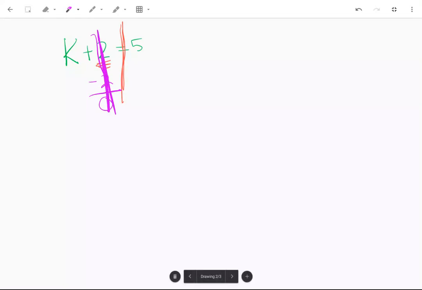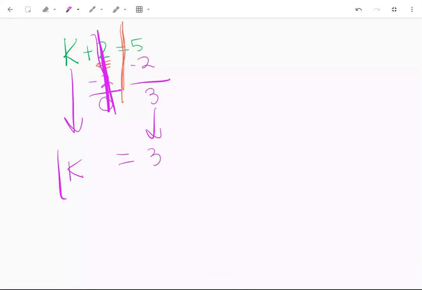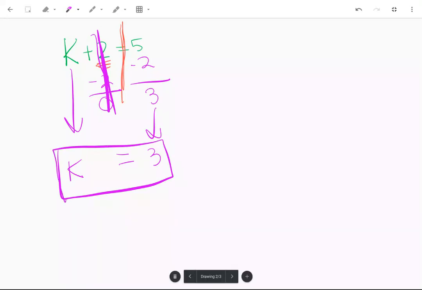Well, in order to keep our equation balanced, whatever I do to one side, I need to do to the other side. Since I subtracted 2 on the left, I'm going to subtract 2 on the right. Well, 5 minus 2 gives us 3. So really what I'm left with is k on the left side. I'm going to keep my equal sign, and I'm left with 3 on this side. So we have k is equal to 3. That is the steps to solving an equation.